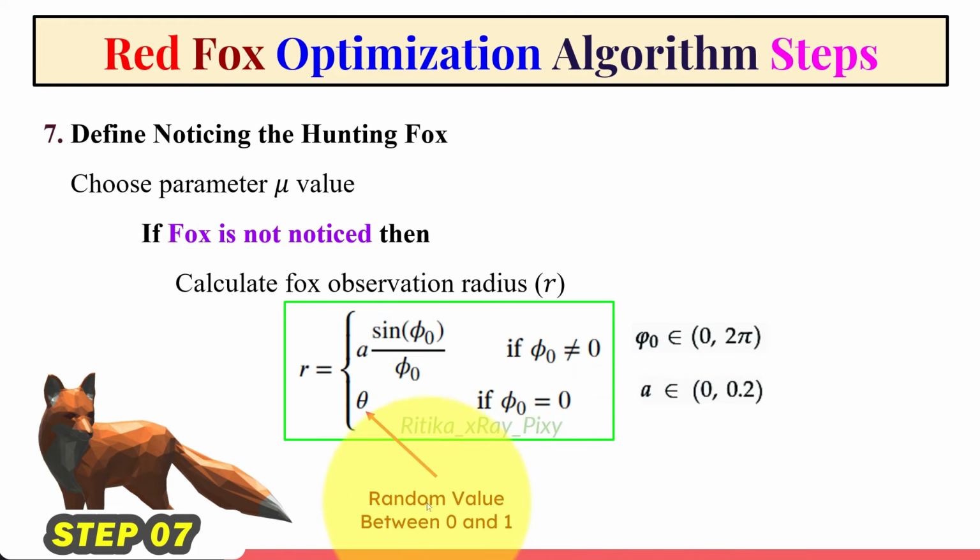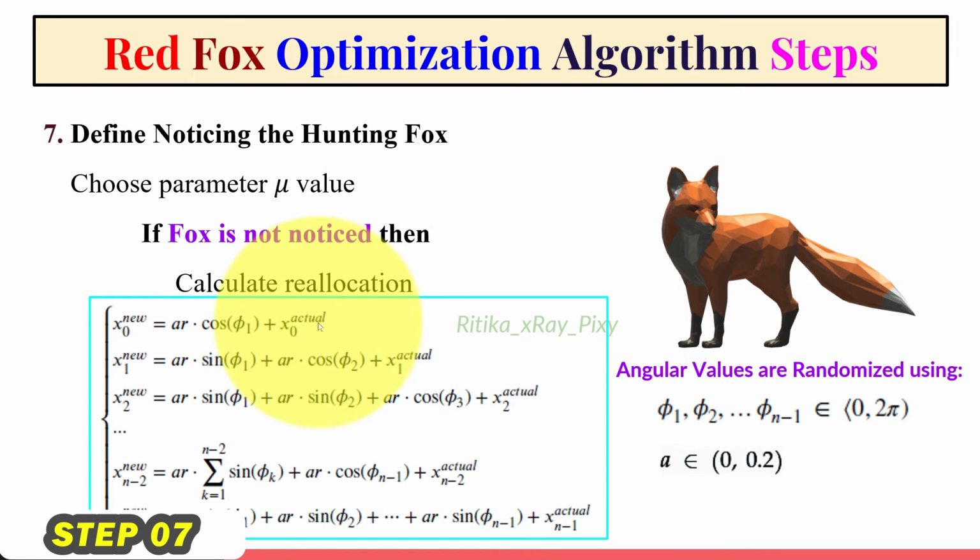This is the theta, that is the random value between 0 and 1. So this theta value is used to represent the effect of bad weather condition to remain alert for any possible danger like fog, rain. So this movement is modeled using the system of equation for the spatial coordinates. So how we can calculate the relocation? Here you can see we have the angular values and every point has a randomly assigned value according to phi 1, phi 2 up to phi n minus 1 that belongs to 0 to pi.